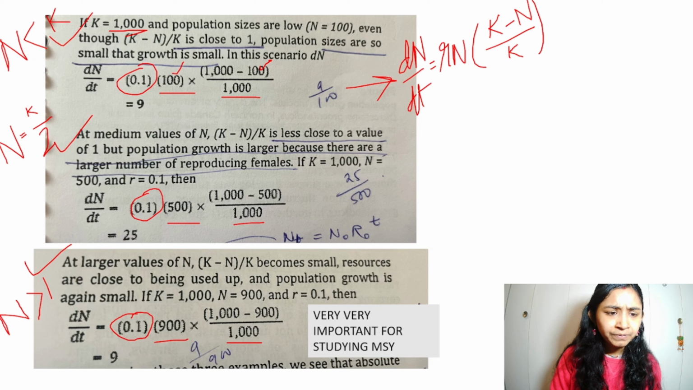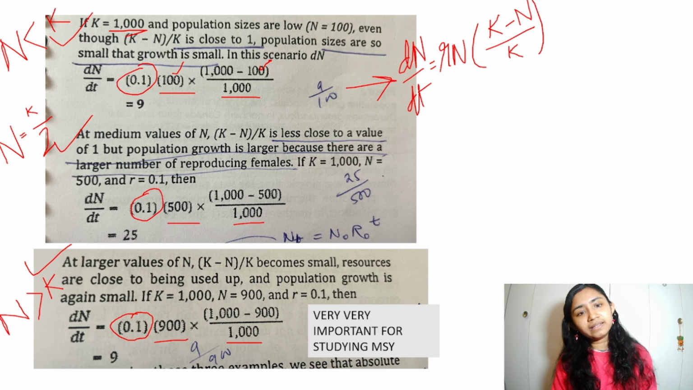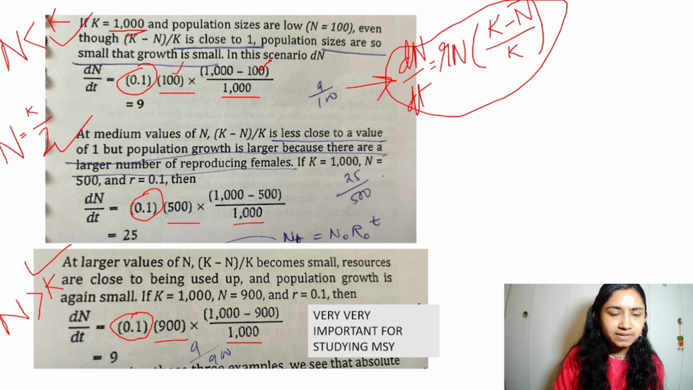That means here the individuals are much lower than the carrying capacity, here the individuals are half of the carrying capacity, and here the individuals are much higher than the carrying capacity. In all 3 cases, this formula applies, dN/dt = rN(K-N)/K. We want to understand by a mathematical problem where we apply this logistic formula, and our intrinsic rate is the same, 0.1, 0.1 and 0.1, and the carrying capacity is 1000 for all 3 sums. The only difference is the population size.